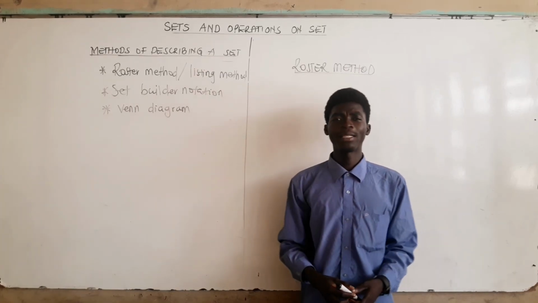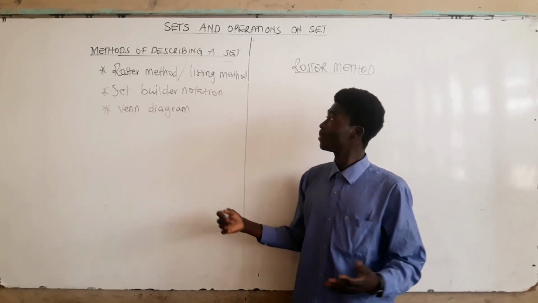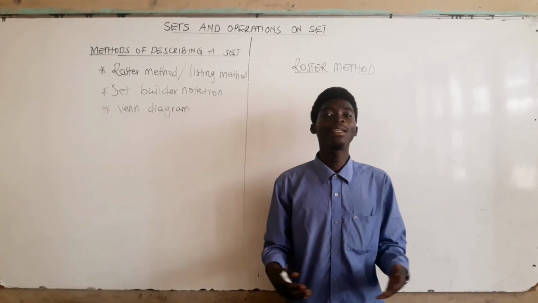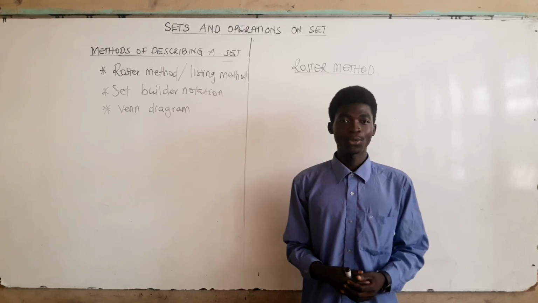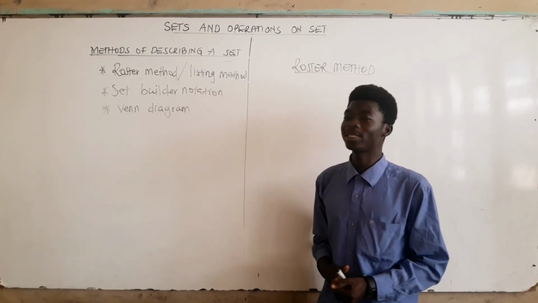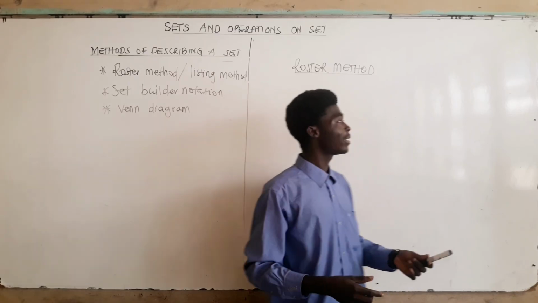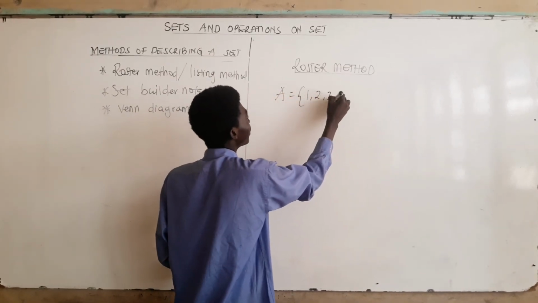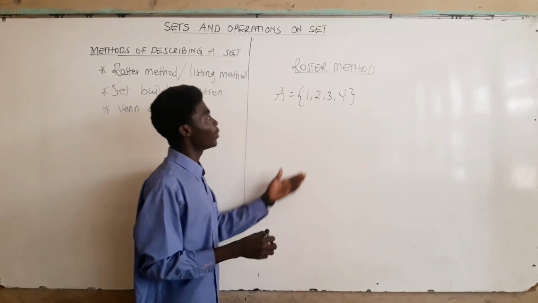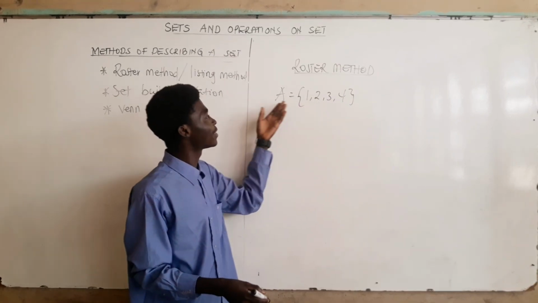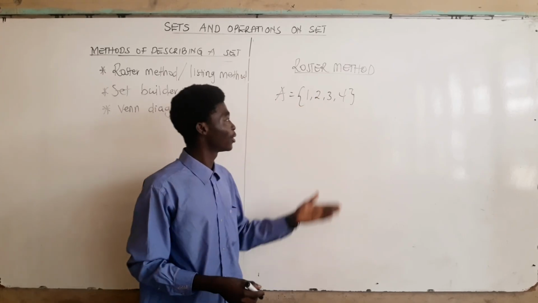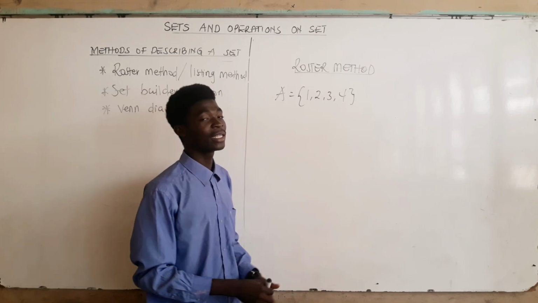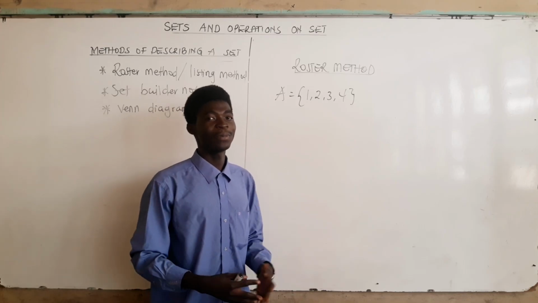With the roster method, sometimes called the listing method, the elements of the set are listed directly. To represent sets using the roster method, this is how you go about it. Let's say we have set A, 1, 2, 3, and 4. With this, we can see the elements of set A directly. That was how to represent sets using the roster method. I hope it is clear.